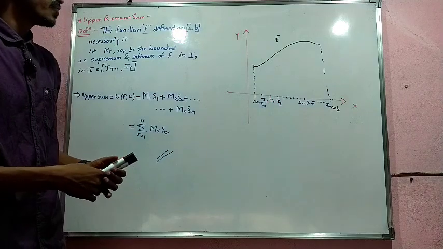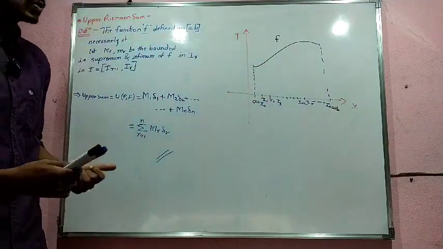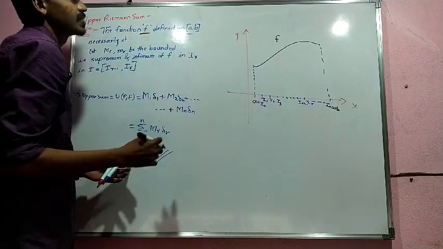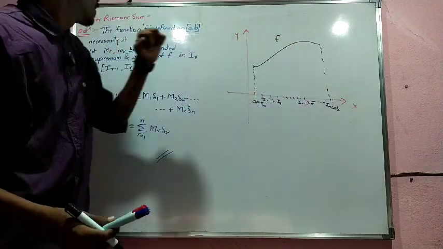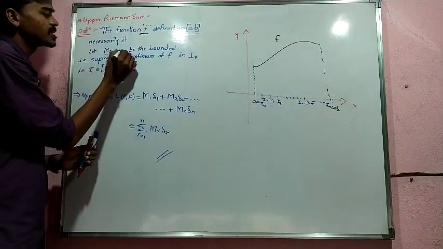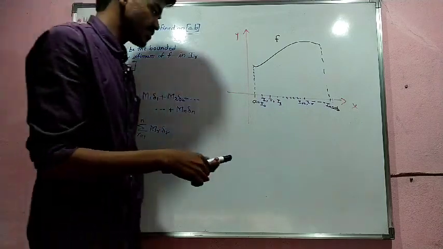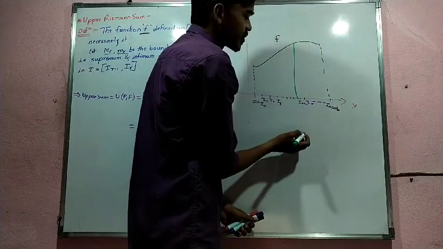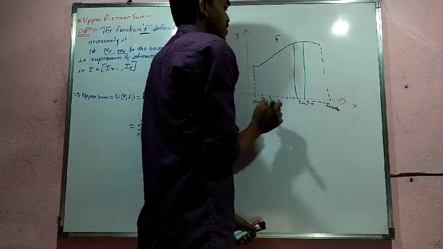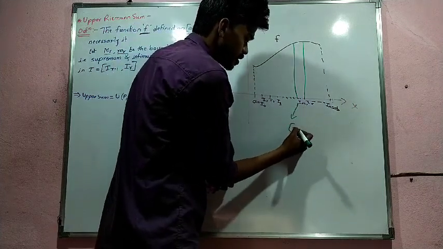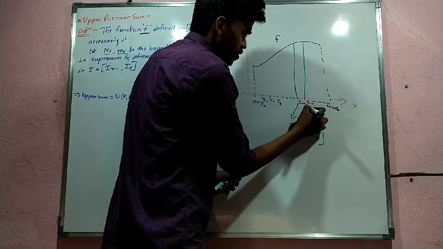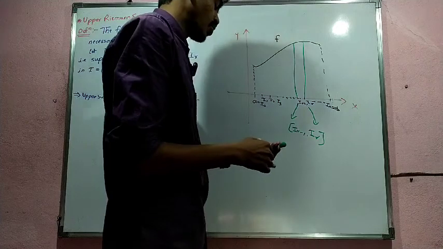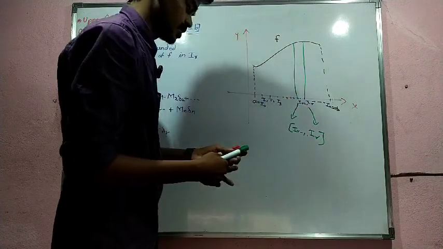By using this, we need to define the upper Riemann sum as well as the lower Riemann sum. So how? The function f is defined on interval AB, and let capital Mr and small mr be the bounds. Here it is one interval, from Ir minus 1 to Ir. We need to define one supremum and one infimum of the function f on the given interval.